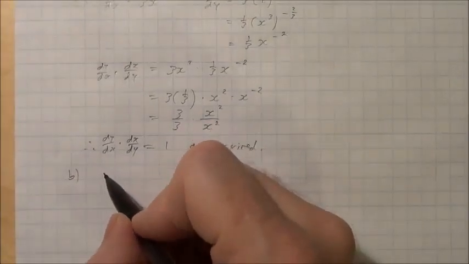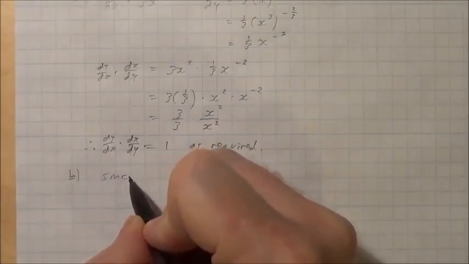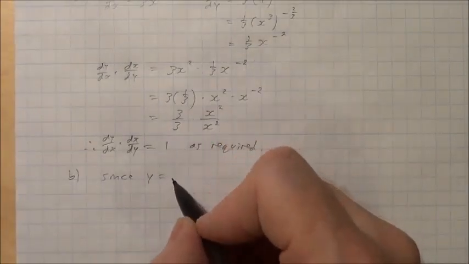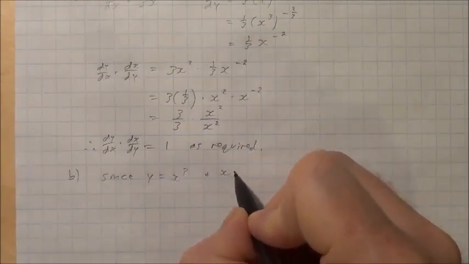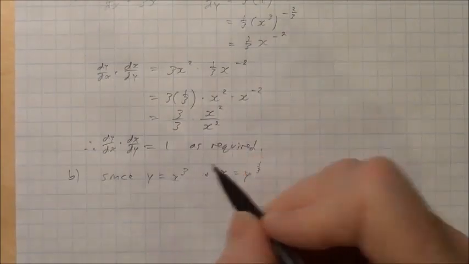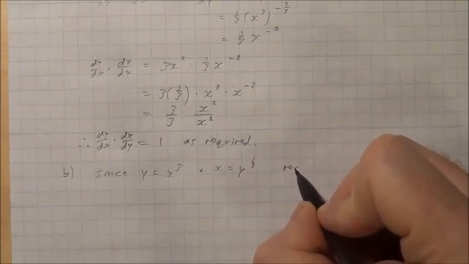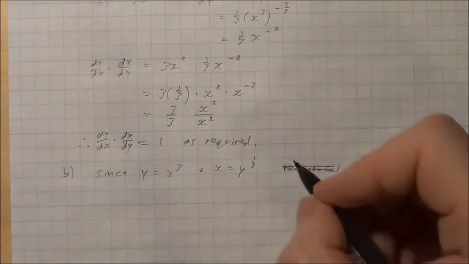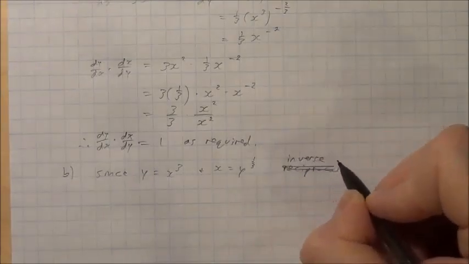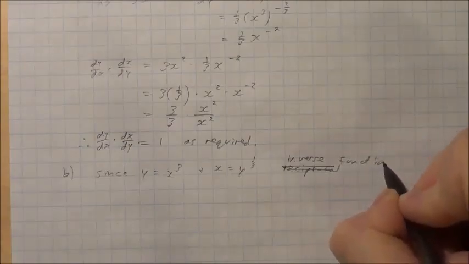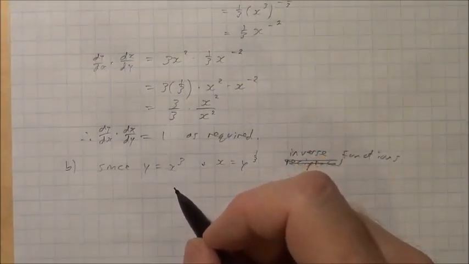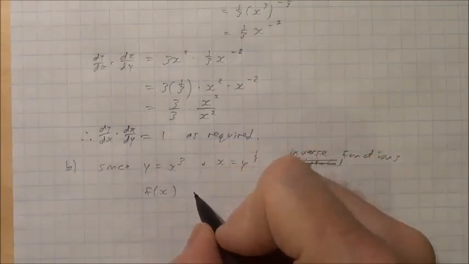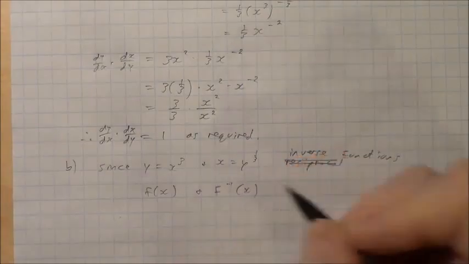So since y equals x cubed and x equals y to the 1/3, these are called reciprocal functions. Sorry, that is incorrect. These are inverse functions. Sorry about that. Therefore, we've got f of x and f inverse of x.